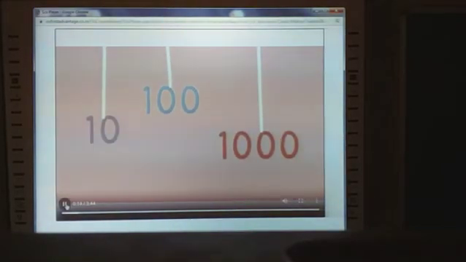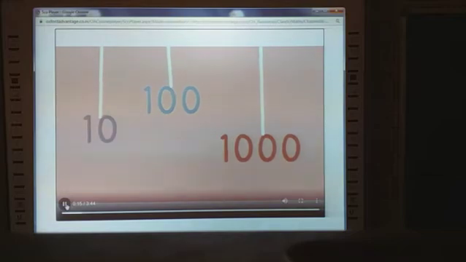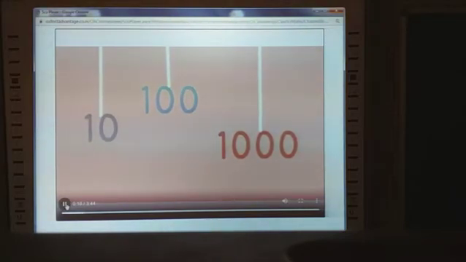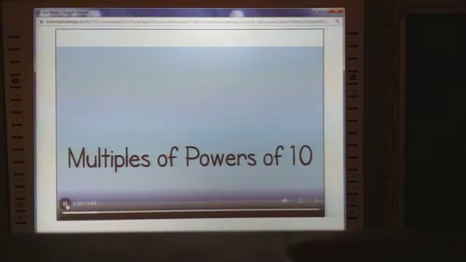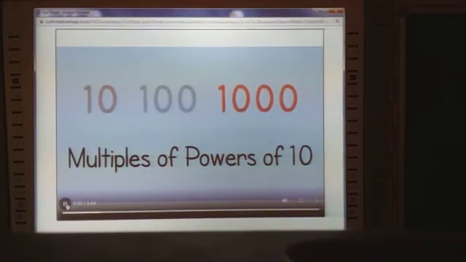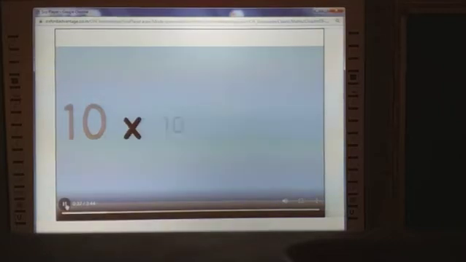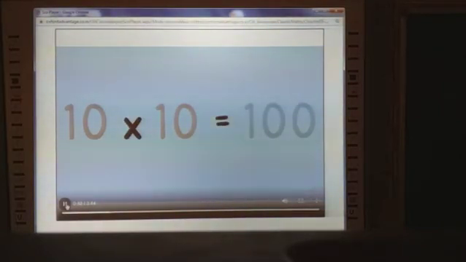These numbers have something in common. Can you spot what it is? We call these numbers multiples of powers of 10. That's a bit of a mouthful, isn't it? But don't worry, it's not as complicated as it sounds. 10, 100 and 1000 are all examples of multiples of powers of 10. We can multiply the number 10 by 10, which we know is 100. We can then multiply 100 by 10, which is 1000.